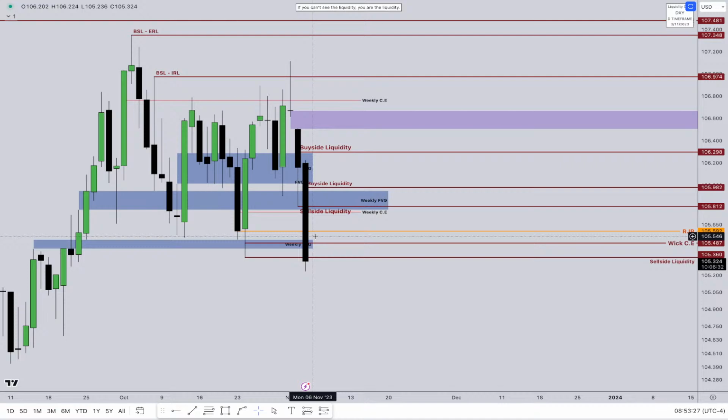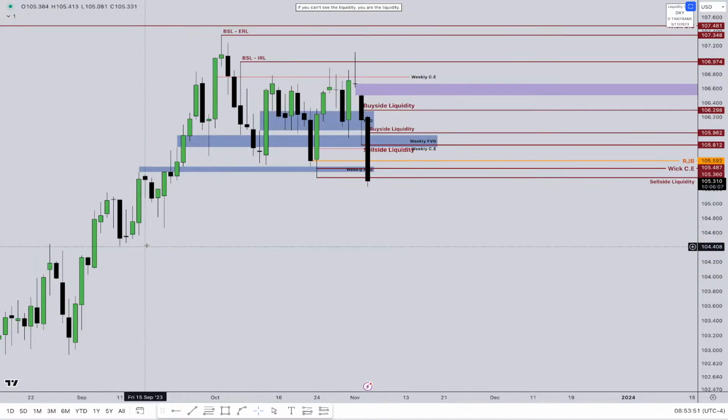attack this low. Look at the constant encroachment of this wick. Look at the wick constant encroachment of this discount wick. The low, we have a low here inside this Fibonacci gap, so all of these can be objectives for me. So this is what I'm expecting for DXY.